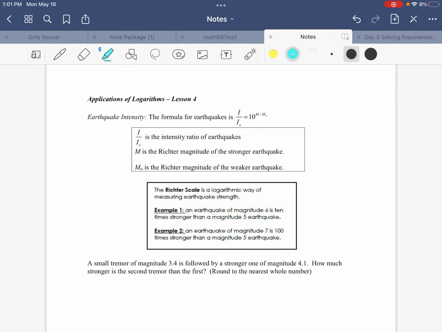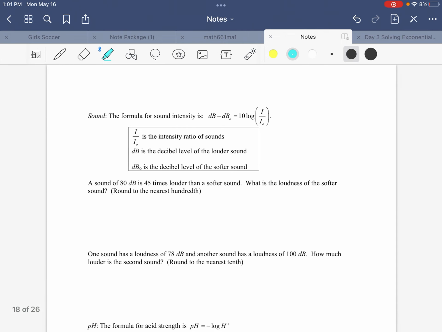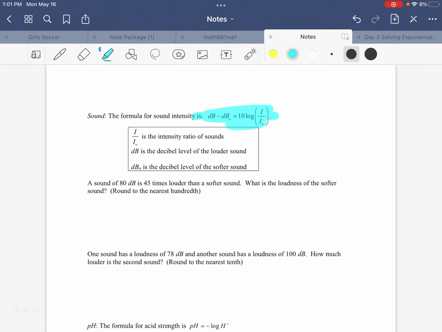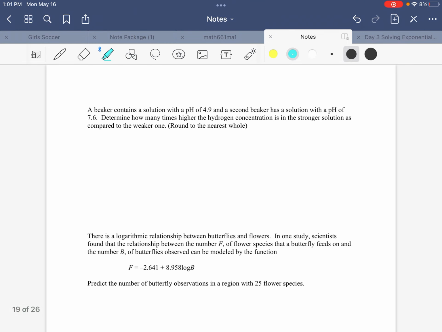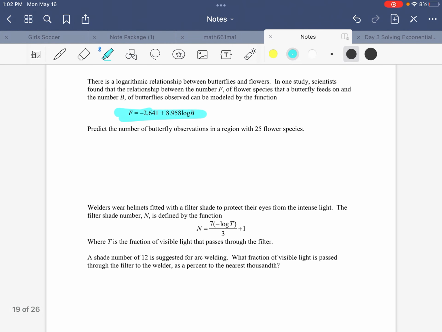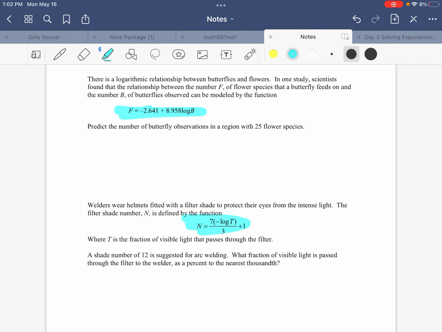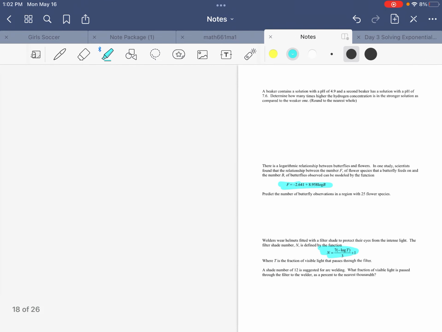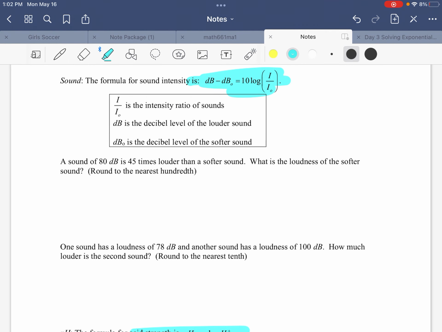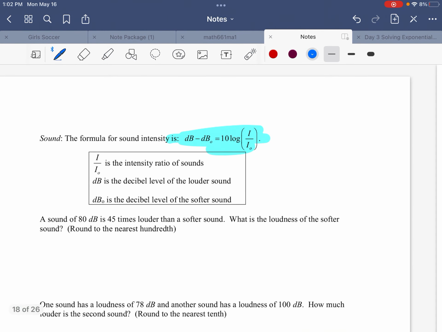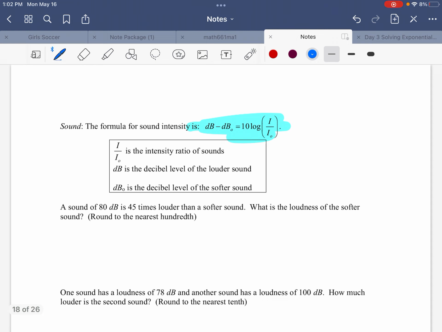We're going to do a variety of different formulas that are going to be given to you. So earthquake intensity, sound is another one, pH of acids and bases, this butterfly question. They're all applications of logs. So the scenario might be different, they might be the same. What you have to be able to do is convert some exponential equation to a logarithmic or logarithmic to exponent and actually solve for it.